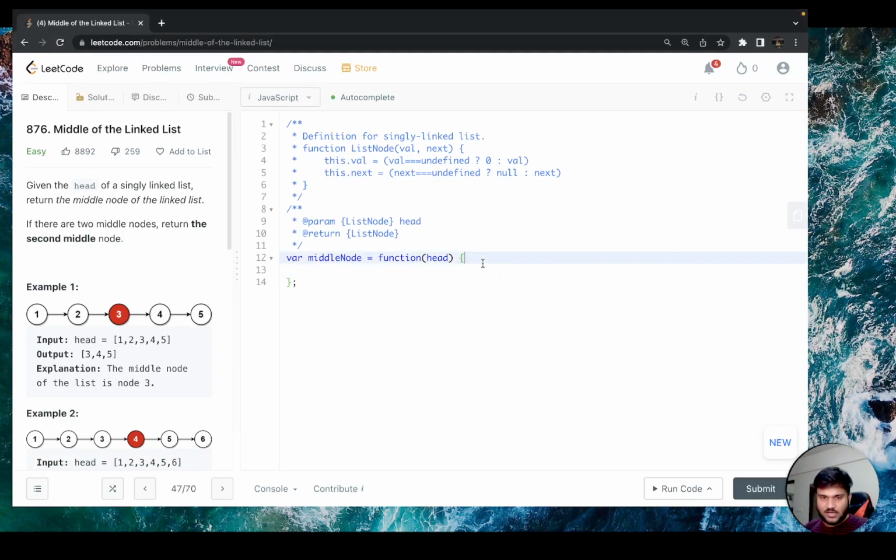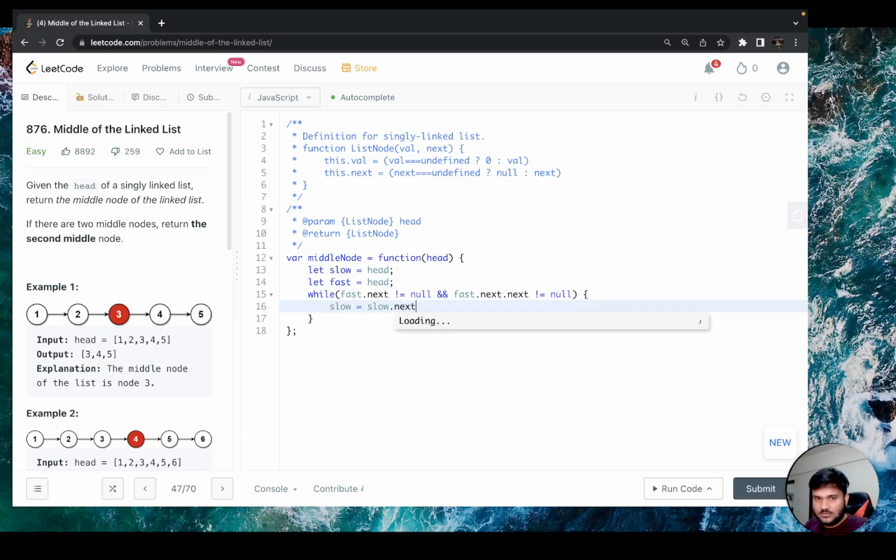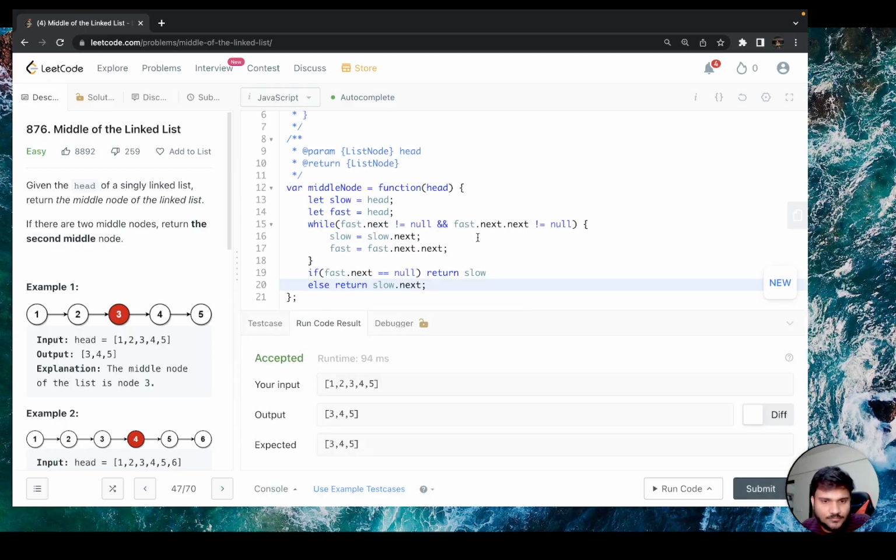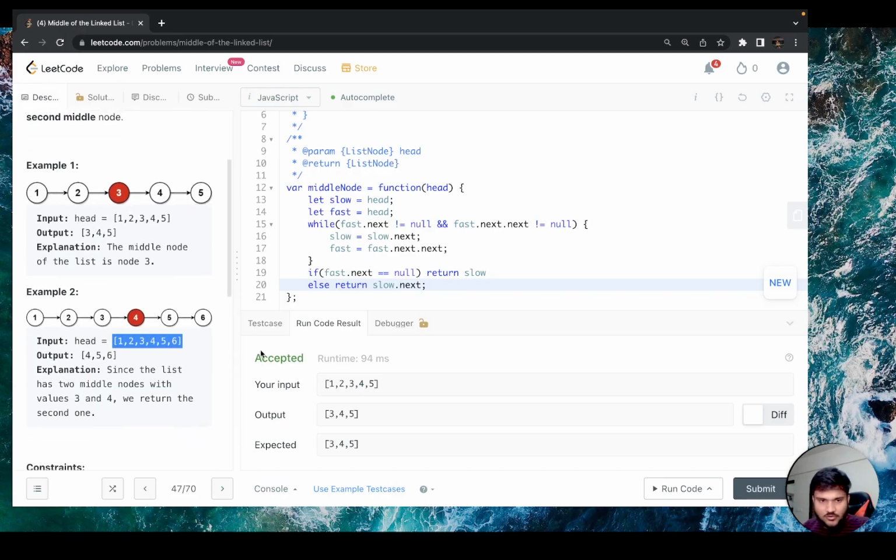Now, if you want to implement this function, I will say let slow is equal to head, let fast is equal to head, while fast dot next not equal to null, and fast dot next dot next not equal to null. We'll move slow one pointer at a time. Slow is equal to slow dot next, and we'll move fast twice. Fast is equal to fast dot next dot next. At last, if fast dot next is equal to null, you return slow, else you return slow dot next. Okay, this looks good to me. Let's try to run the code. Okay, works fine for the first test case. Let's try for the next test case.